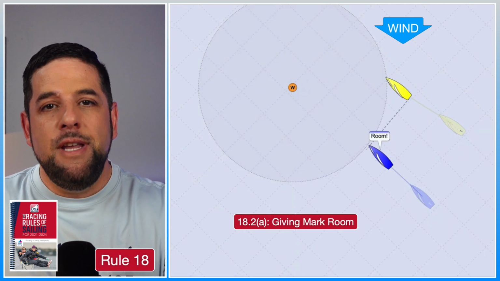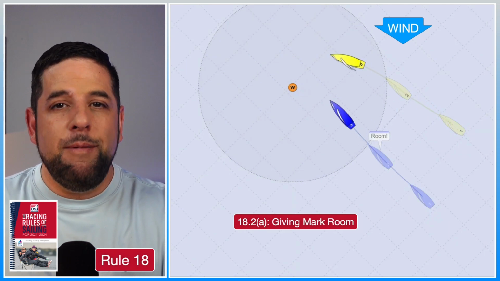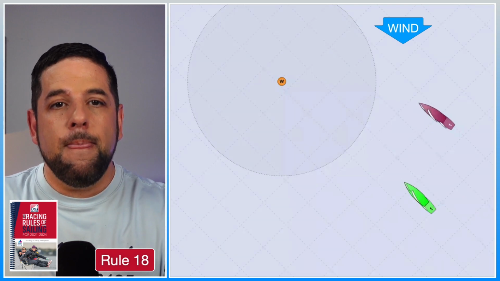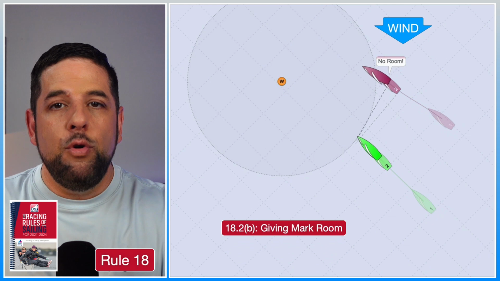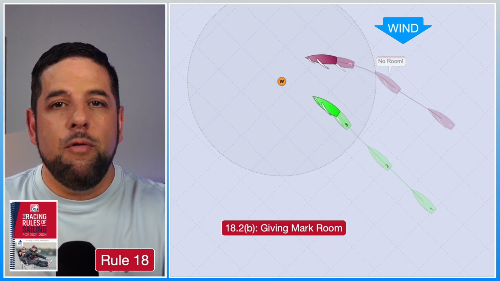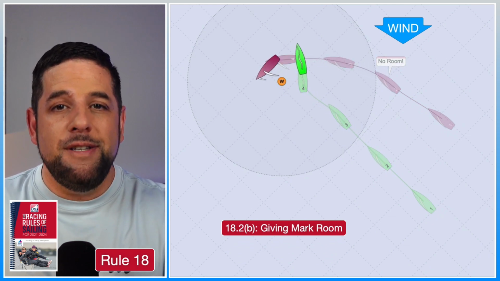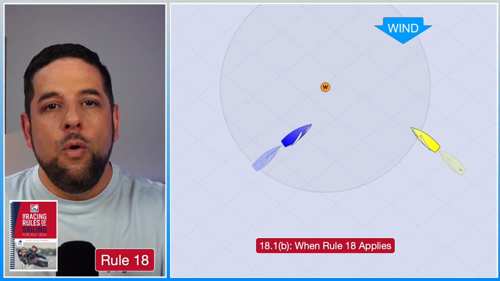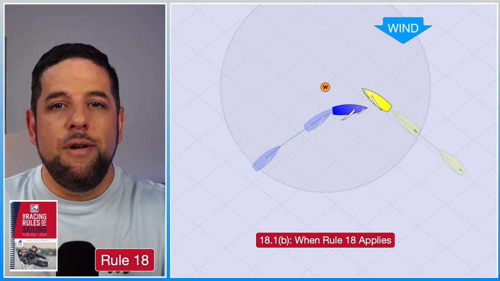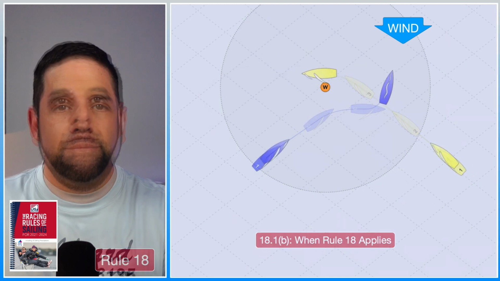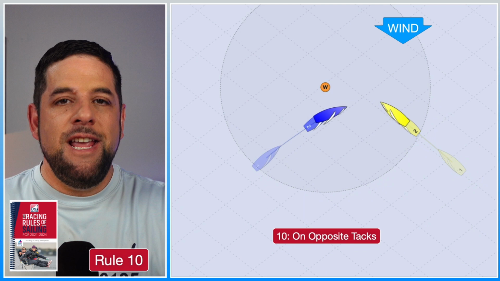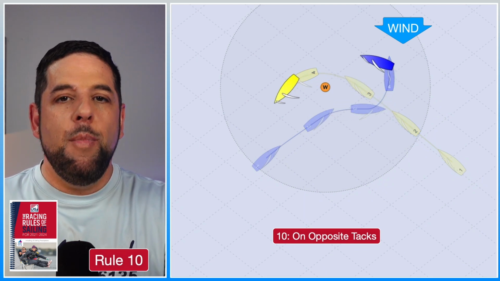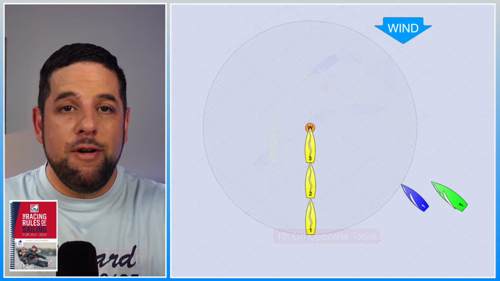In this example, yellow reaches the zone, but blue is overlapped to the inside of her, so yellow must give blue mark room. In this example, maroon reaches the zone outside of green, but green is clear astern, so green must give maroon mark room. When boats are on opposite tacks on a beat to windward, mark room does not apply. Part 2, sections A and B of the racing rules still apply, so the non-right-of-way boat here on port must keep clear of the right-of-way boat on starboard.